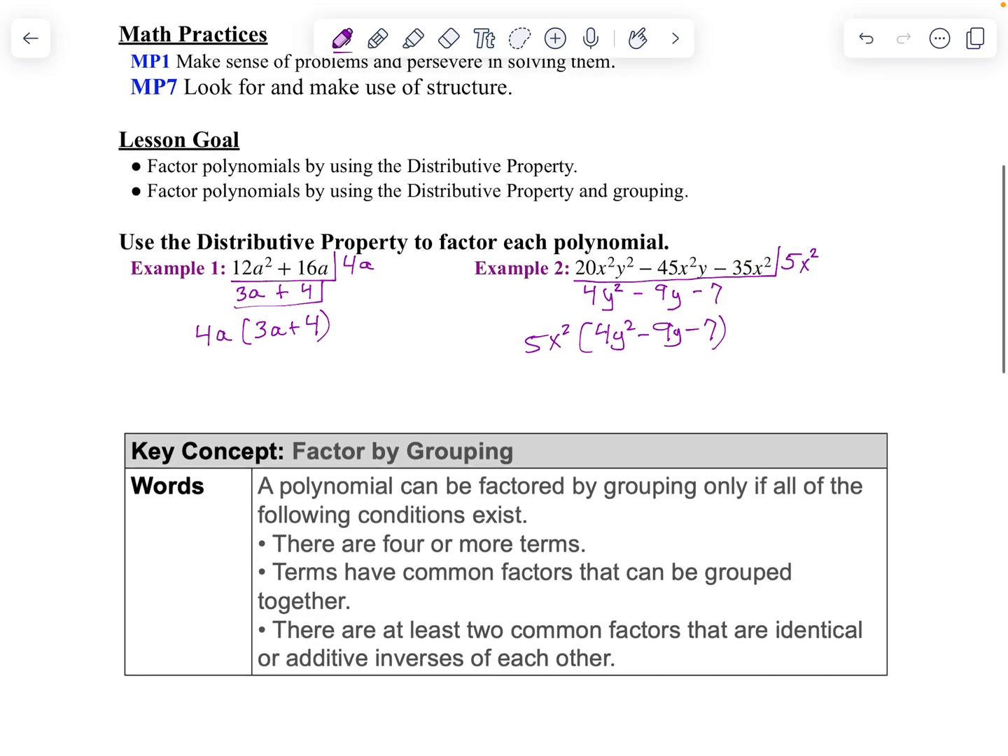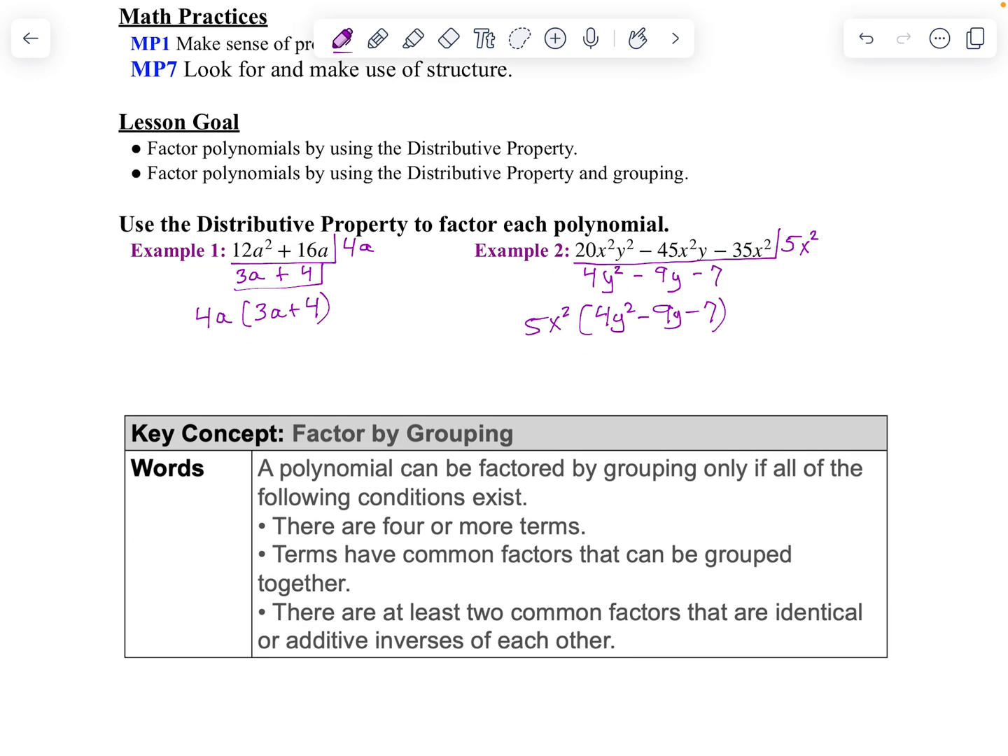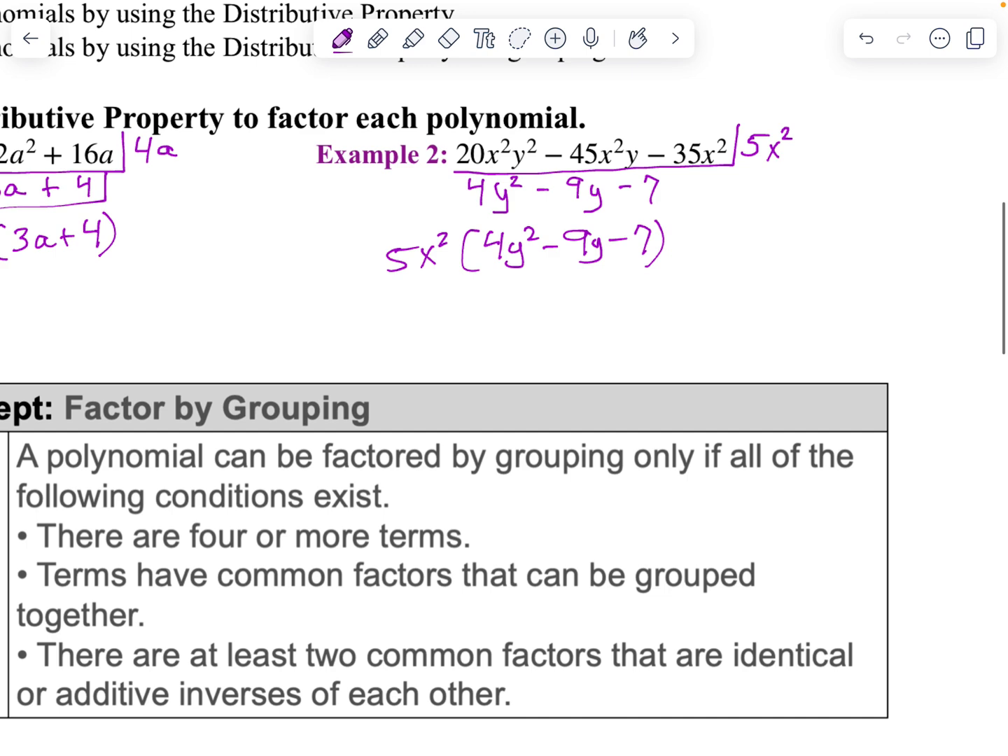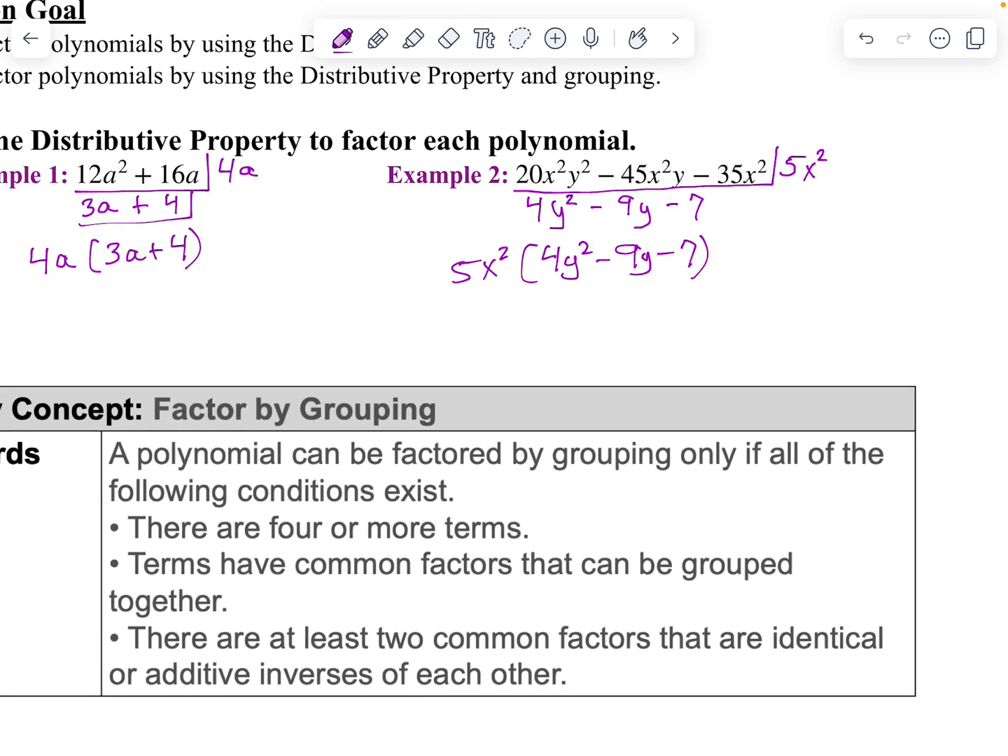Now, we can also factor by grouping. That's the second thing we're going to use today. And here's what happens. You're going to factor by grouping if you have 4 or more terms. With 2 terms or 3 terms, we're going to do exactly what we did in example 1 and example 2. They have to have a common factor. You might have to rearrange them so they have common factors. And then I want to get them to be identical or additive inverses of each other. We'll go through a couple of those in the next video.